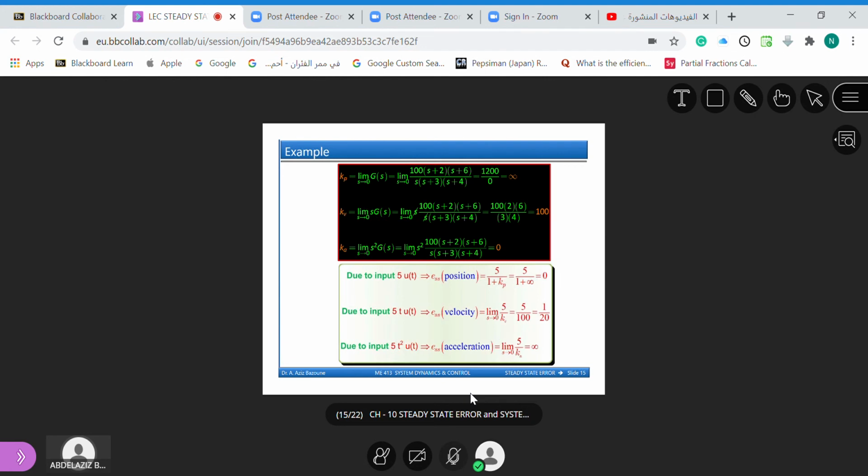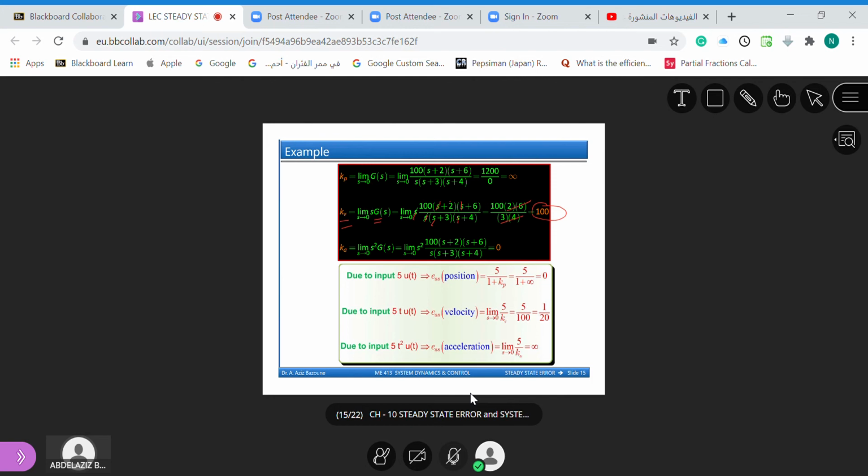Next, we'll calculate Kv. What is Kv? Kv is the limit of S times G of S. So you multiply S times G of S, simplify S with S, and substitute S equal to 0. So this will be 0, this will be 0, and this will be 2 times 6, which is 12. 12 times 100 is 1200, divided by 12, you simplify 12 with 12, and you will find 100.